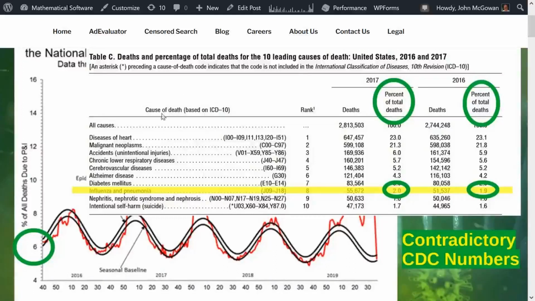However, if we look at the FluView site, which has evolved into a FluView COVID site, in fact, this is an example. The scary red line is the percentage. See here, percent of all deaths due to PNI, which is pneumonia and influenza. According to this graph, it varies from 6 to 8 and even more percent over the years. Notice this is 2016 and 2017.